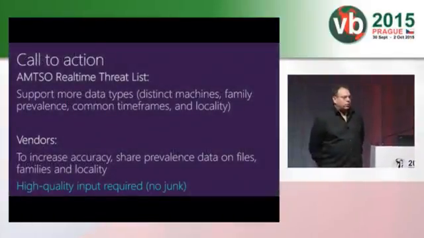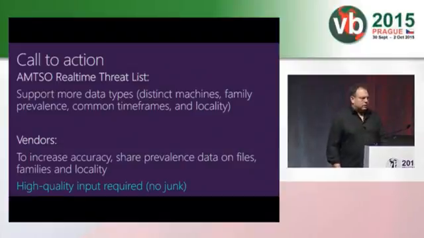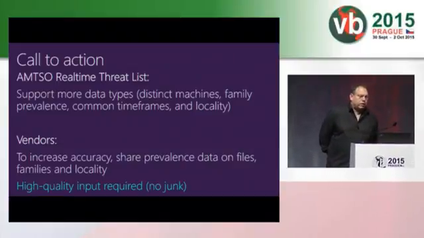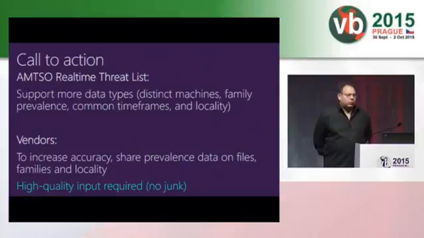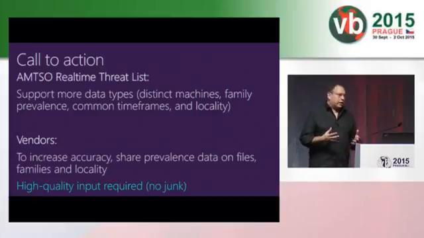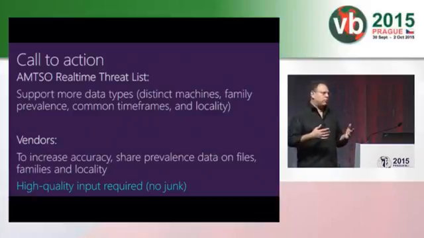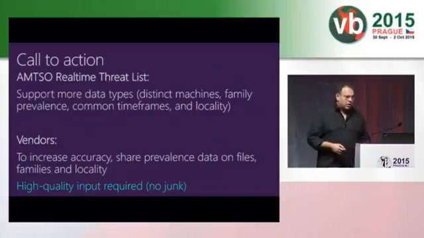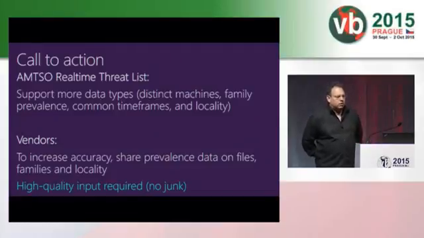So what we really would like to see is, to make this model work and avoid bias, we need more vendors to submit telemetry data. We cannot rely only on the telemetry data of some vendors. We're getting a lot of telemetry data from vendors and also from Microsoft, of course, but we need more to make this more accurate. So we need a consistent reporting methodology. We need to look at distinct machines, family prevalence, common time frames, and locality-specific data.